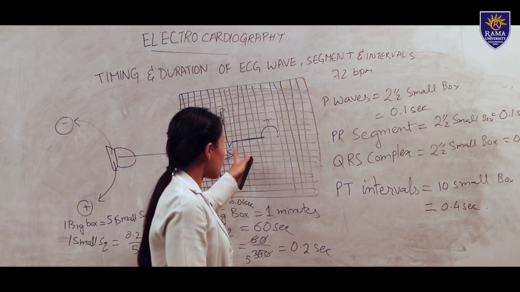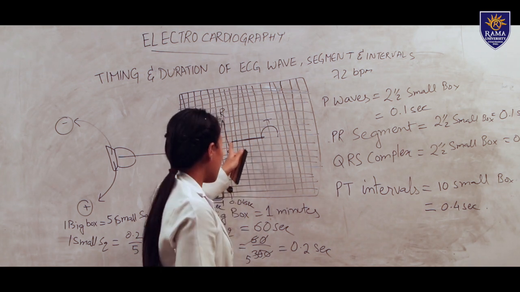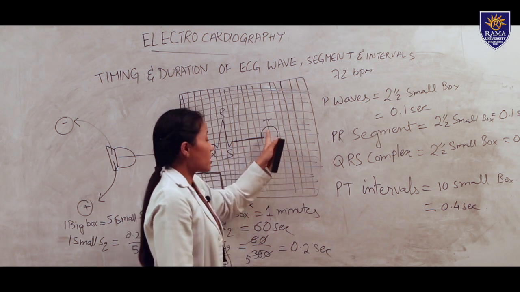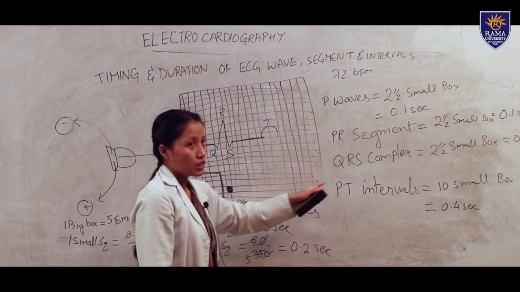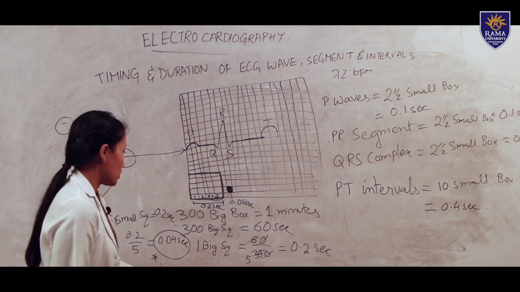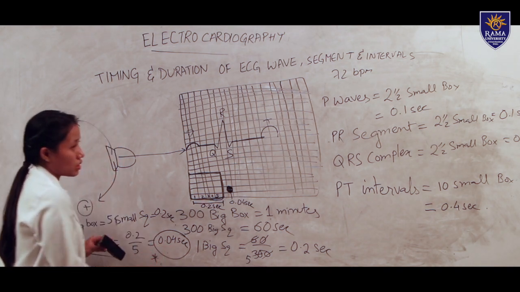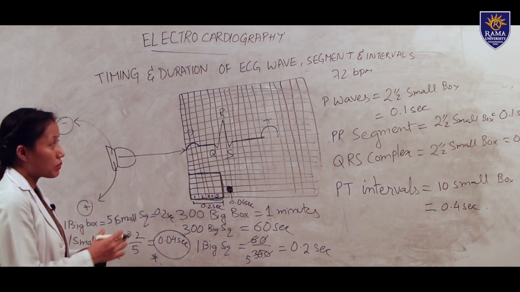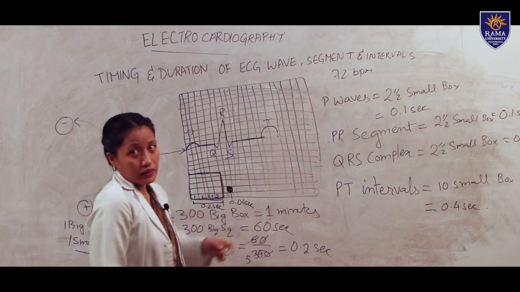And here the whole ventricular events, that is the QRS complex with the ST segment and the T wave, will form the QT interval. This interval will take 10 small boxes. That means it will take 0.4 seconds. So mainly we have to remember one small box is equal to 0.04 seconds. The duration of the normal wave pattern of the P wave is 0.1 seconds.